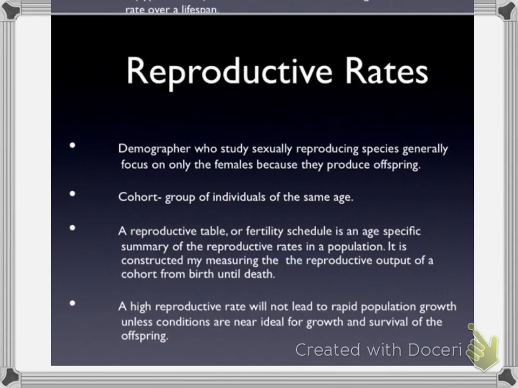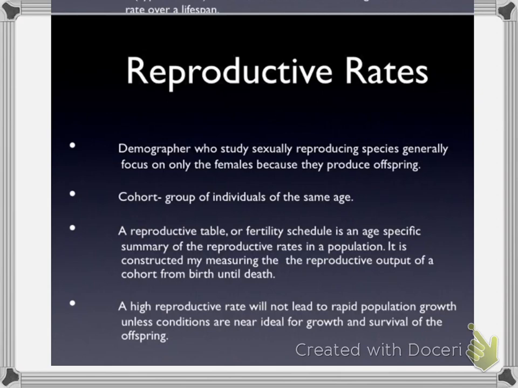And the cohorts, and they talk a lot about cohorts in the book. A cohort is just a group of individuals of the same age. So we would be cohorts with each other because we're the same age, and we're growing up together. And so that's how the life table, or the reproductive table, and those curves work. They take a group of cohorts, and that's what the chart is based off of.